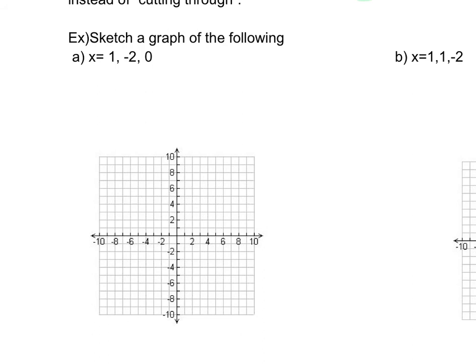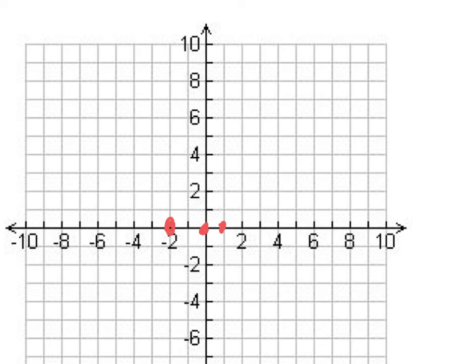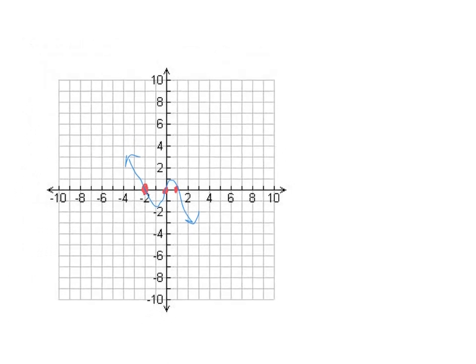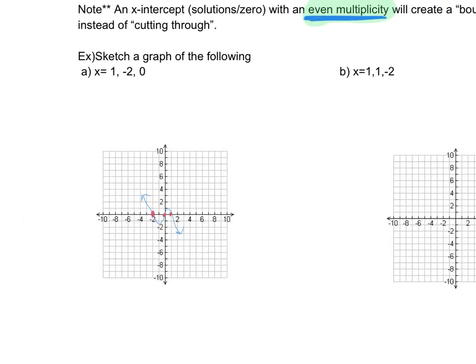So it looks like there's an intercept at -2, 1, and 0. It doesn't matter which way you start because this is a sketch. They didn't tell us anything about end behavior, so we don't even have to worry about it. Just do whichever one you feel. I'm going to start from the top and go the opposite way. That's not my prettiest graph, but it'll get the job done.